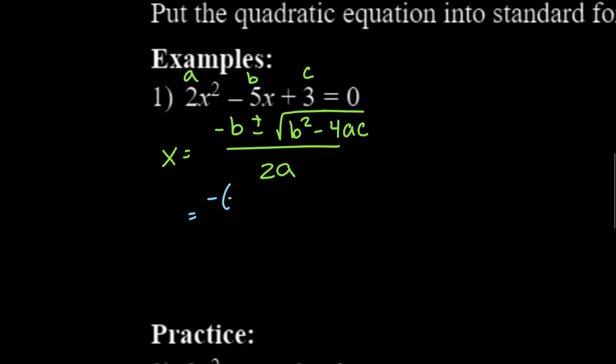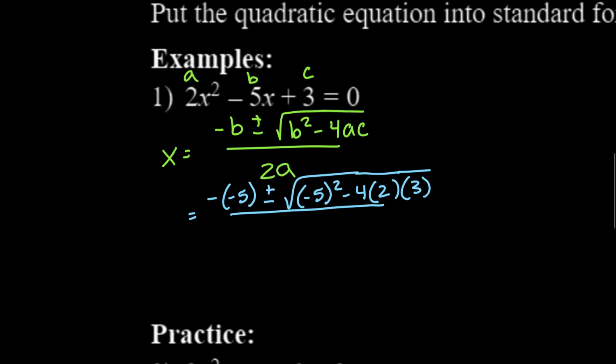So negative 5 plus or minus the square root of negative 5 squared minus 4 times a, which, what is a? And what is b? I mean c. All over 2 times a. What is our a? And from here, it's just simplifying.